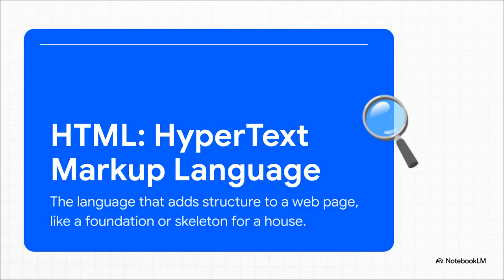Okay, first, we have HTML, which is short for Hypertext Markup Language. This is the absolute skeleton of our web page. Its only job is to give everything structure. It tells the web browser what everything is. It says, hey, this chunk of text is a title, that over there is a paragraph, and this is an image. It creates the basic raw form of all your content.